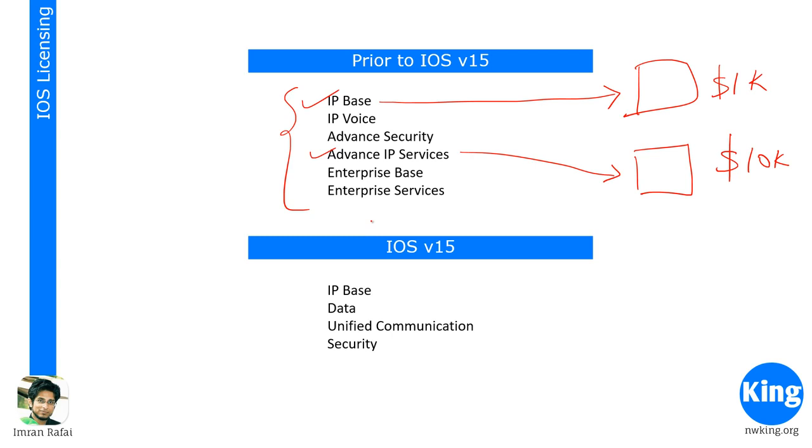In IOS 15, you have one operating system, right? It's called the Universal Operating System. Now, the Universal Operating System has the IP Base. IP Base is a lifetime license. It is enabled for everyone, right? So IP Base is enabled for everyone. All the other three functions, the data, unified communication, or security, run on licenses.